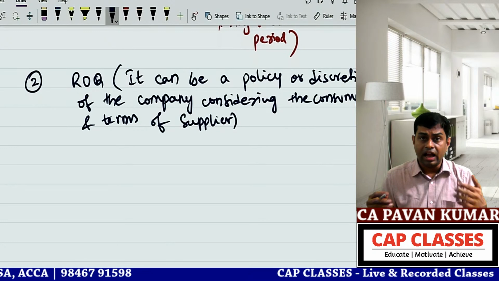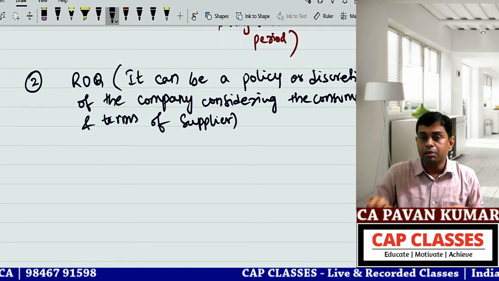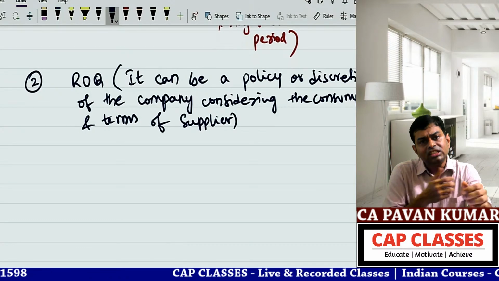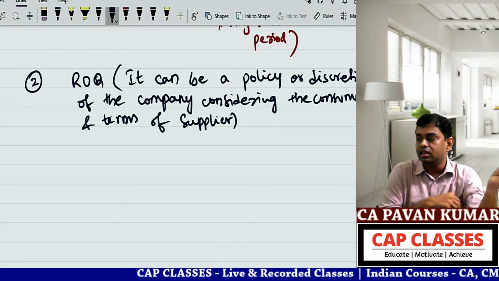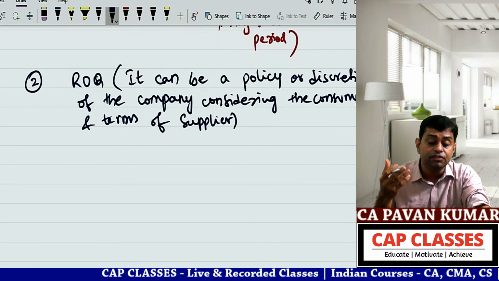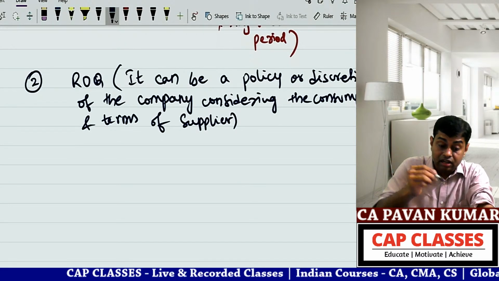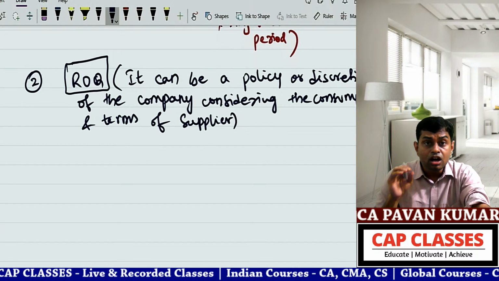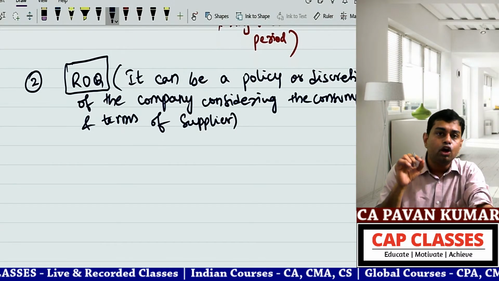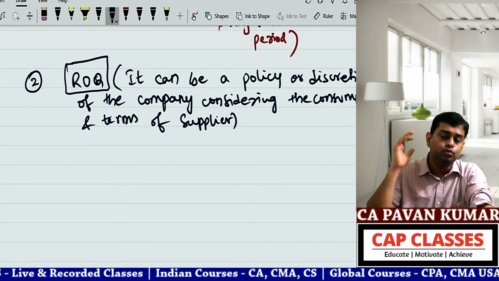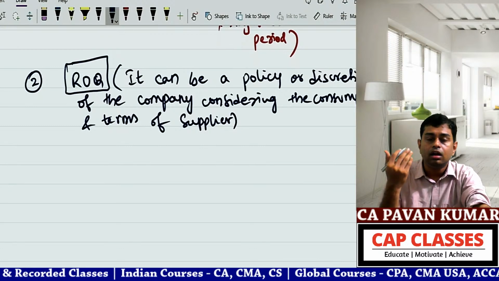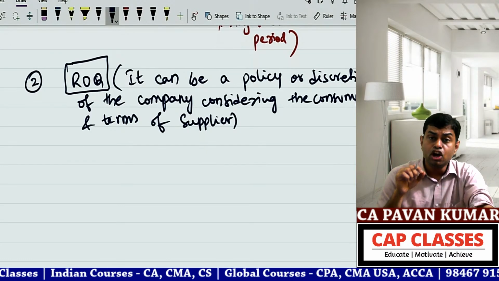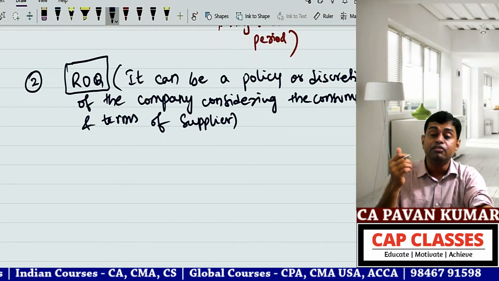Reorder quantity. So I can decide what is reorder quantity in my company, no? In my kitchen, how much rice I should order, that is up to me. So reorder quantity can be a policy of the company, can be a discretion of the company. Company will consider the consumption and terms of suppliers and then they will decide. But to keep the cost lowest, we follow a formula called EOQ. Okay, there is one mathematician, his name is Wilson. We call it Wilson's EOQ formula. He has developed one formula.